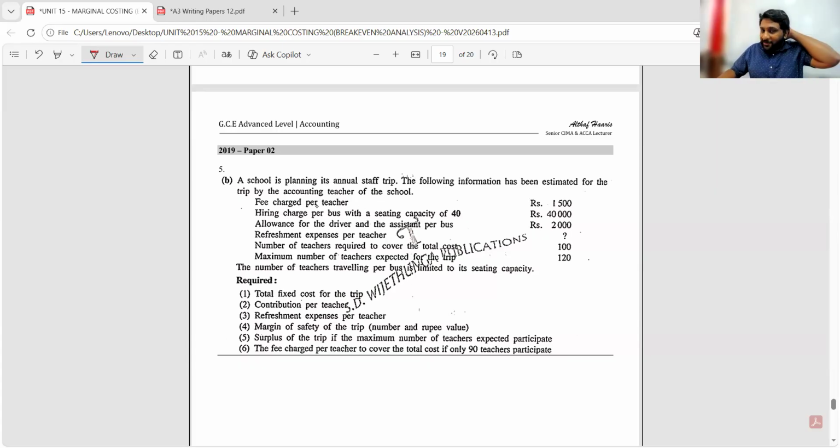Let's see. Fee charge per teacher. How much they are planning to charge from a teacher? 1,500. So that's our sales. That's our selling price per unit. Then people here, variable cost should be what?